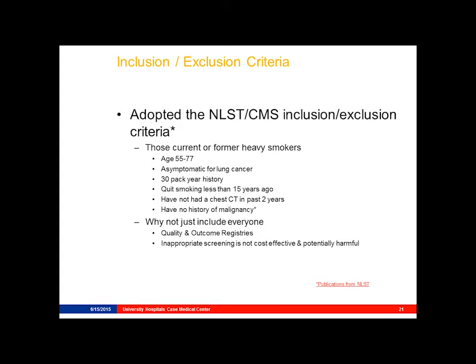Some have asked, why not just include everyone in your program? First of all, including everyone in your program will surely mess up the quality and outcome registries that are mandated in order to run a lung cancer screening program. CMS has decided that screening for lung cancer is only valuable in those specific populations, and inappropriate screening is not cost-effective and potentially harmful.